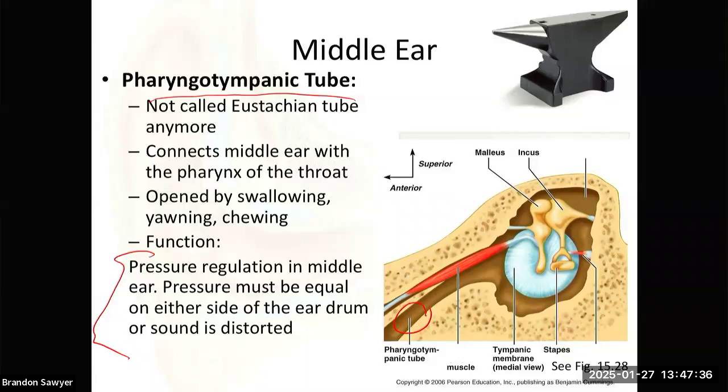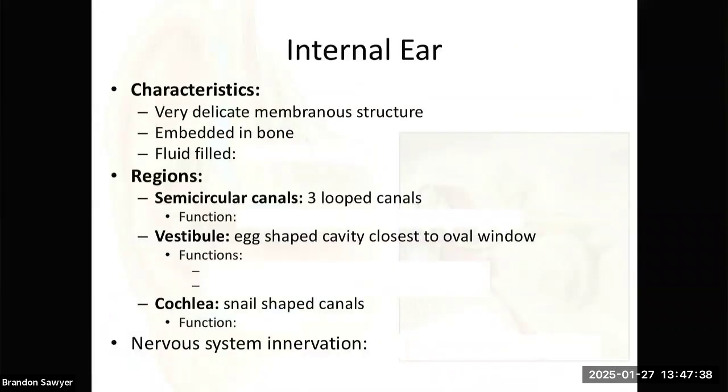Okay. All right. And then we get to the third spot here, which is the internal ear. This is a very, very delicate membranous structure, completely embedded in bone. It's all fluid filled, right? So the external ear and middle ear were air filled, but the internal ear is all fluid filled. And there are three specific regions here.